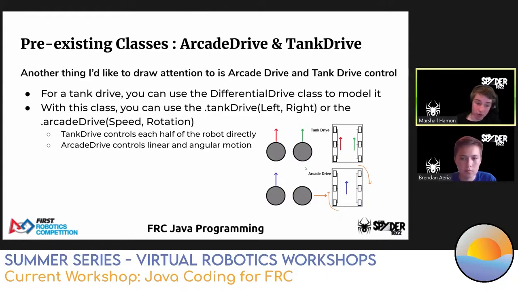For the tank drive control method, you have each joystick's vertical position correspond to the speed of the respective half of the drivetrain. Which, if you look at the diagram here, means that if you have both sticks facing forward, the robot would move forward. If you have one forward, one backward, it would turn. If you had them both backward, it would go backwards. And of course, if you have them both at rest, it would stay at rest.